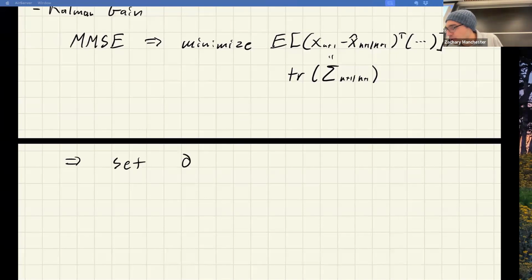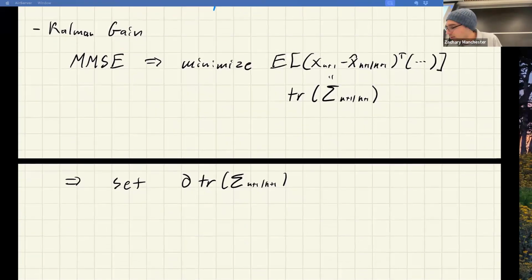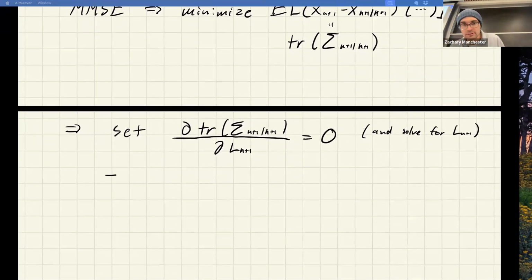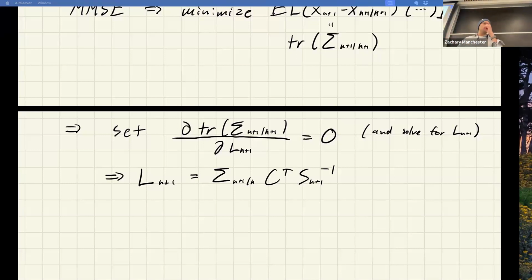So what we're going to do is set the partial of the trace of sigma k plus 1 given k plus 1, which again is just this Joseph form expression up here, with respect to L k plus 1, equal to 0. We take that derivative, set it equal to 0, and solve the resulting thing for L k plus 1. If I do that, the answer you find is L k plus 1 equals sigma k plus 1 given k times C transpose times S k plus 1 inverse, where that's our innovation covariance that we just derived. So that's the punchline. It's a little messy to get there, but it's not really that bad.